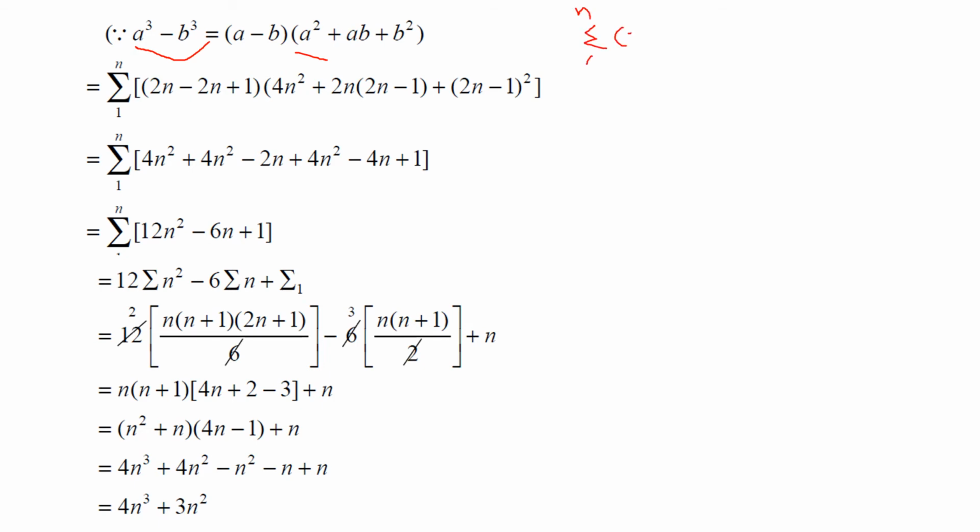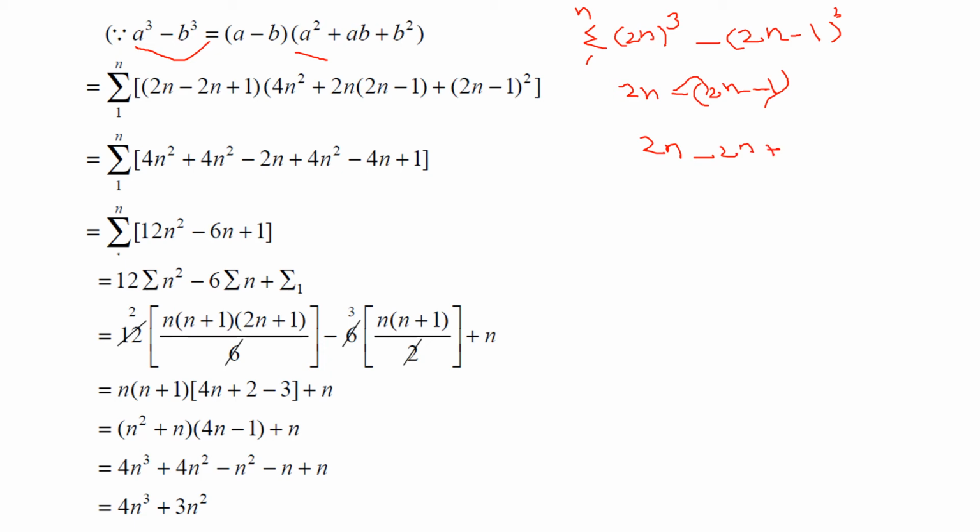(2n) whole cube minus (2n minus 1) whole cube. That looks like a cube minus b cube. So our formula is a minus b. What is a? 2n. B is 2n minus 1. So 2n multiplied with minus, minus 2n, minus into minus plus.